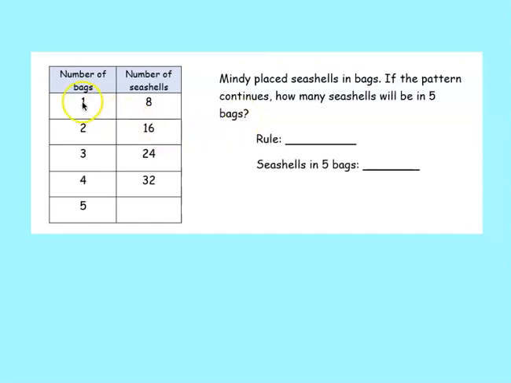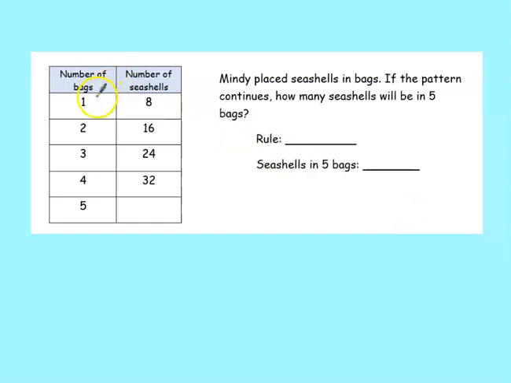So the number of bags. Well, if I have 1 bag in my input and I'm getting out 8, what am I counting by? 8? What am I doing? Am I multiplying? Am I dividing? Well, 1 plus 8 is 9. So I must be multiplying. So let's see if it's multiplying by 8.